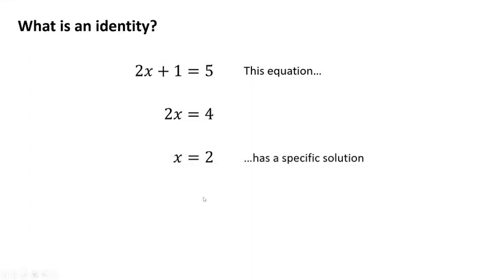So the point here is that this equation has a specific solution. Not every possible number, every possible value for x is a solution to this equation. So this has a specific solution. It is not an identity.